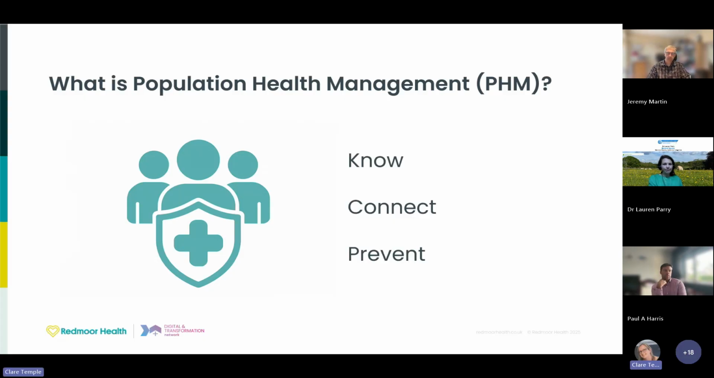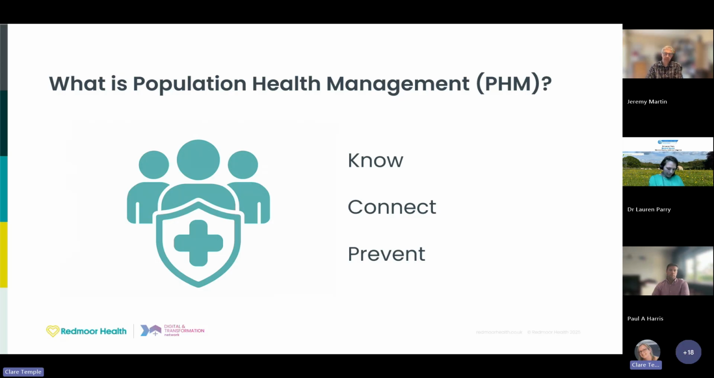So population health, or PHM as I refer to it, is based on three simple ideas: know, connect and prevent. So first we need to know our population, who might get ill and where people might need more help. Then we need to connect with them in the right way for the right care or support. And then most importantly, we need to try and prevent problems before they start.